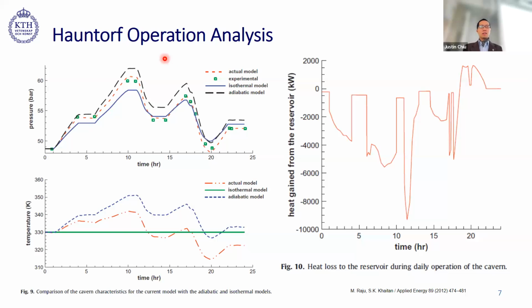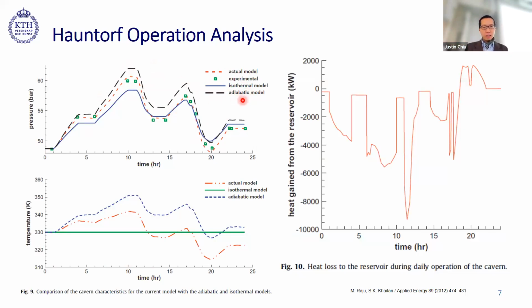This is an analysis on the Huntorf plant. Here you see the pressure on the y-axis, time on the x-axis, and then bottom left, temperature on the y-axis, time on the x-axis. You see in blue, the isothermal model. So this is the pressure if we're working in isothermal state, so no temperature change.